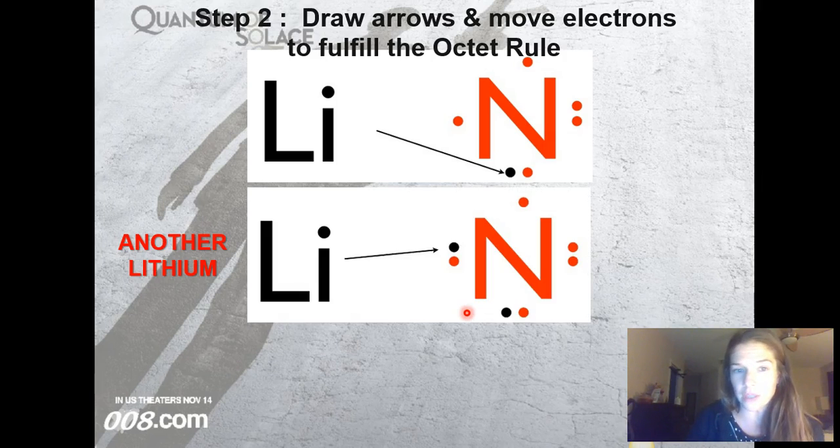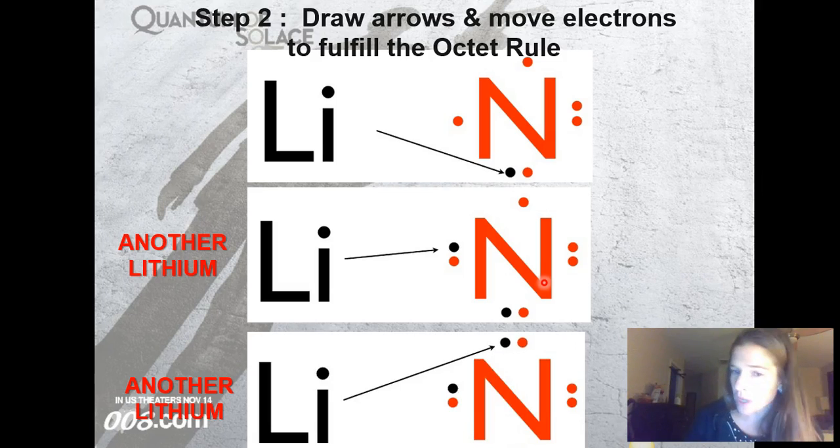Then we're going to have another lithium. Another lithium is going to give up 1 more electron to nitrogen. So far, the nitrogen has taken on 1, 2, okay? Right now, nitrogen has 7 valence electrons. We need to add 1 more lithium and 1 more lithium electron, and now the nitrogen has its octet.